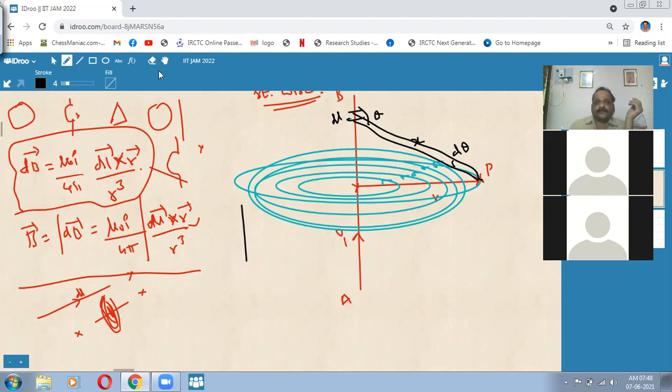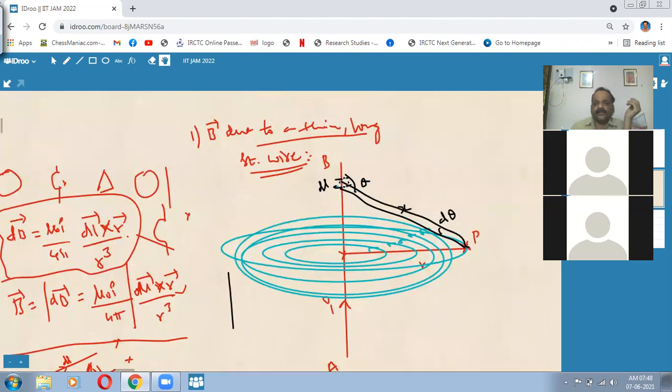So I'll find out the field due to the small element of length dl, and then I'll integrate it from the total length a to b. Integration means from where to where. A subtends an angle theta 1, and B, the end point, subtends an angle theta 2, like this. This angle is theta 2, this angle is theta 1. Or this angle is alpha 1, this angle is alpha 2.